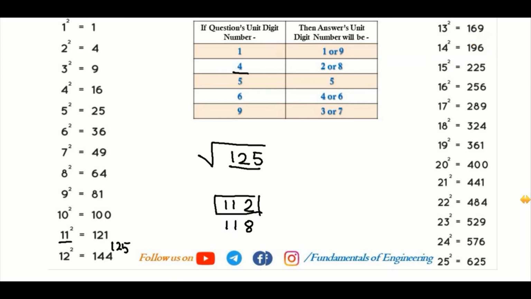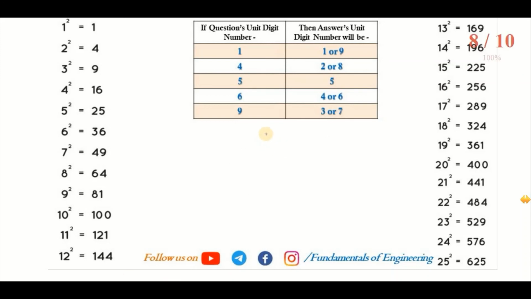We'll take another example. Square root of 17689. So we have taken different numbers at the unit digit, and based on that we are finding out the answers. So if it is 9, the answer's unit digit will be either 3 or 7. So 3 or 7 I have written.